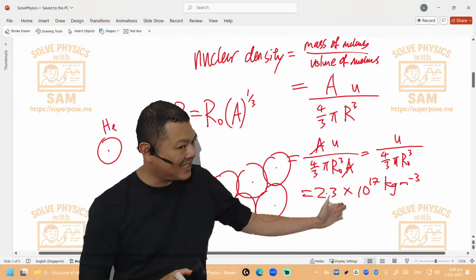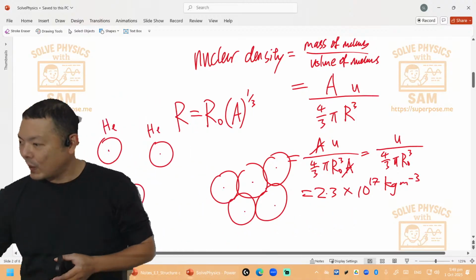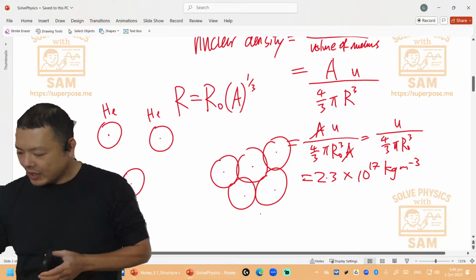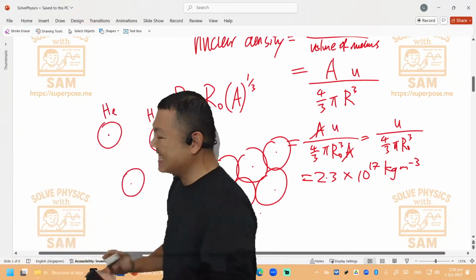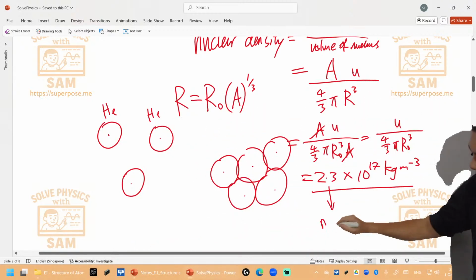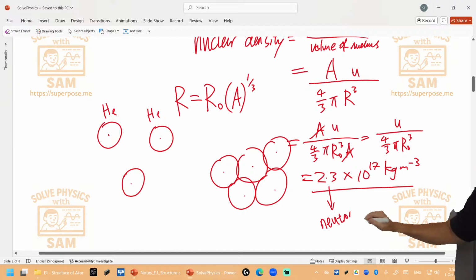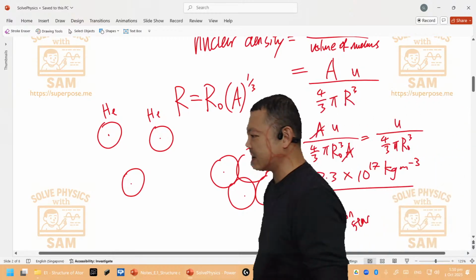What does this density also represent? Those who attended this before, what does it represent? What's this density also equal to? Something from E5. What's that? It's the density of a neutron star. This is the density of a neutron star.